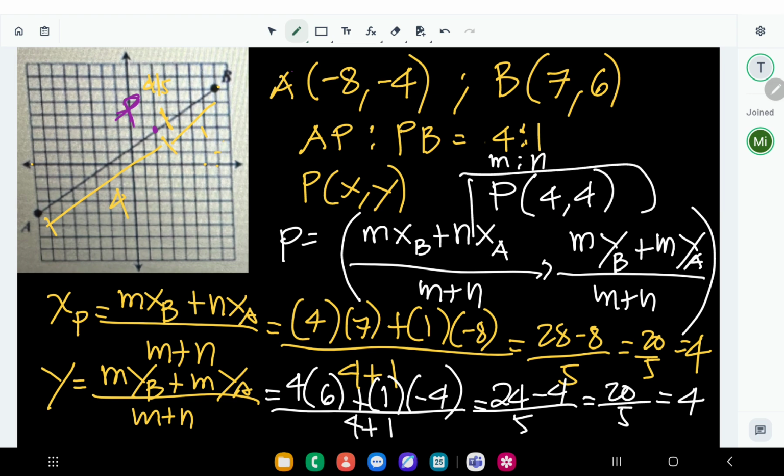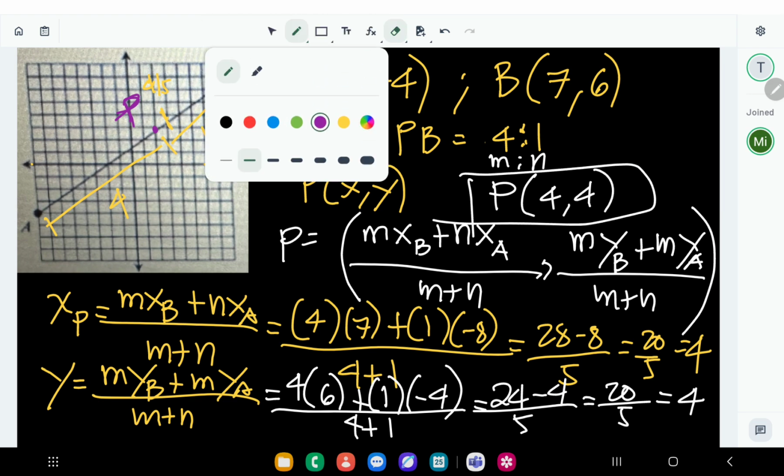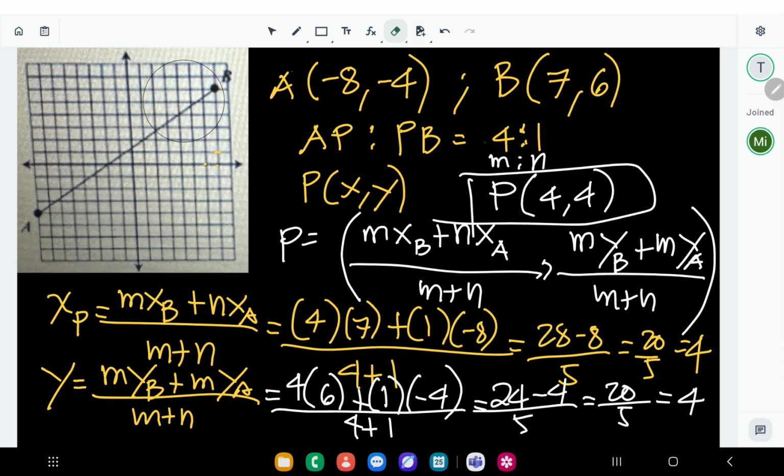So let's take a look at the graph. Where is 4, 4 here? 1, 2, 3, 4. 1, 2, 3, 4. So it should be somewhere here. See? It's exactly there. So point P is here. The police car is parked somewhere there. So we computed it correctly. Now the question is, did you get it?